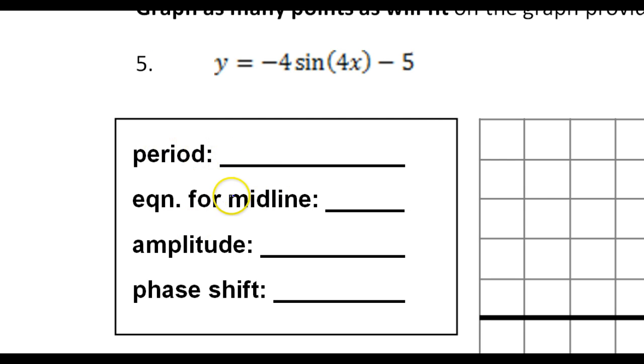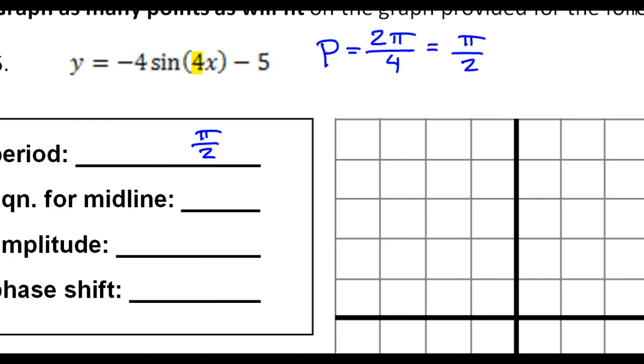Okay, let's start with the period. We use this little formula for the period. Period is 2 pi divided by the b value. The b value is this number right here in front of the x. So we're going to be doing 2 pi divided by 4. 2 goes into 4 twice, so this is pi over 2. That's going to be the period.